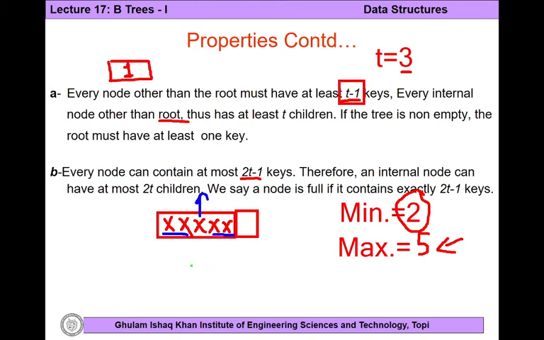Now how does this happen? Please observe this. What I do, I make 2 new nodes, and this half I'll bring here, and this half I'll bring here, and this middle value goes up, which is here, and it becomes like this, right? So this is called splitting.